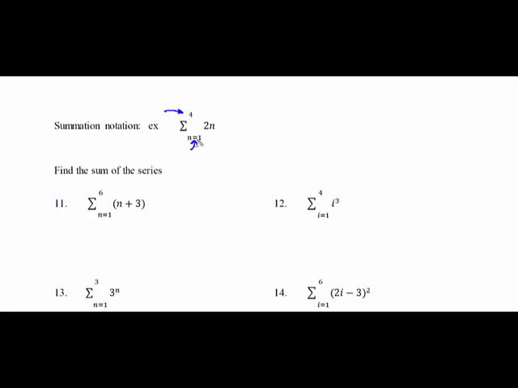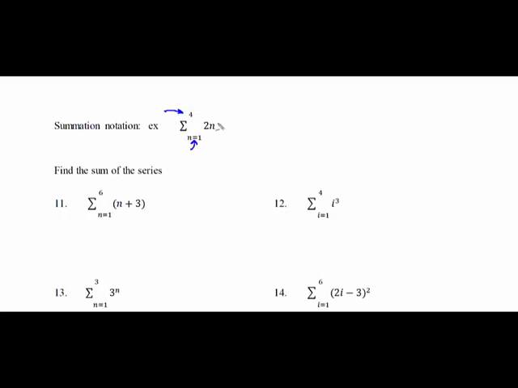So, for example, this would be from a sub 1 through a sub 4. It is coincidental that, if we start with 1, this is going to be the number of terms. But when we don't start at 1, this top number here will tell us which number we finish at.